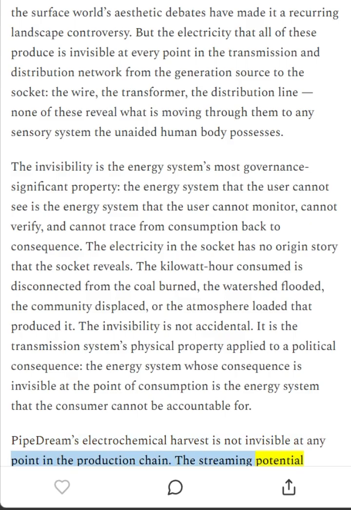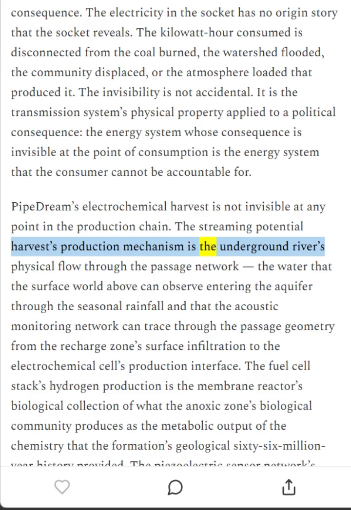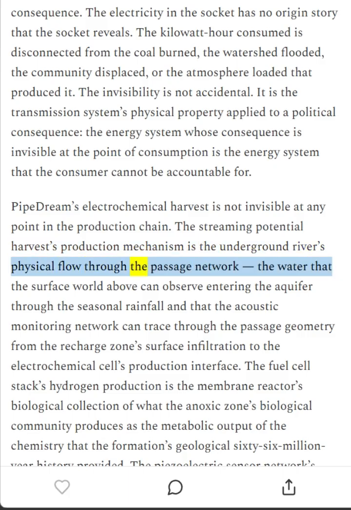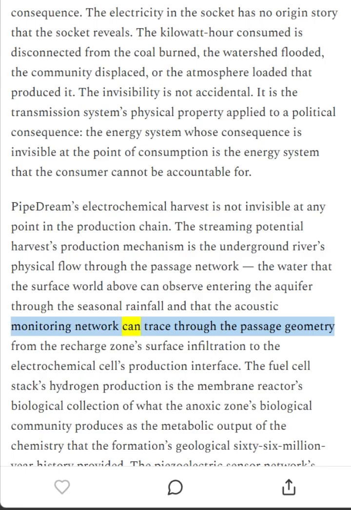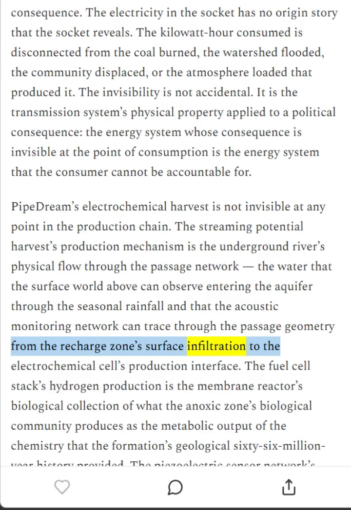The streaming potential harvest's production mechanism is the underground river's physical flow through the passage network, the water that the surface world above can observe entering the aquifer through the seasonal rainfall and that the acoustic monitoring network can trace through the passage geometry from the recharge zone's surface infiltration to the electrochemical cell's production interface.